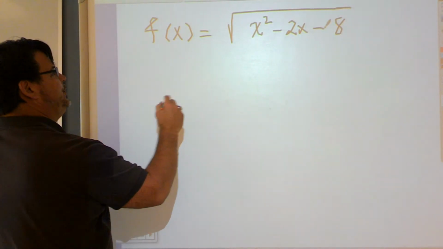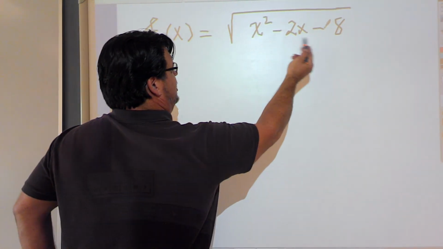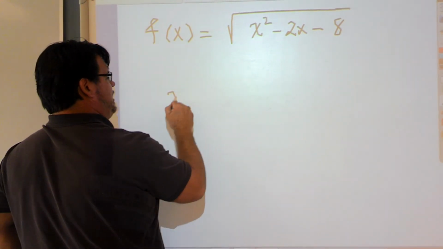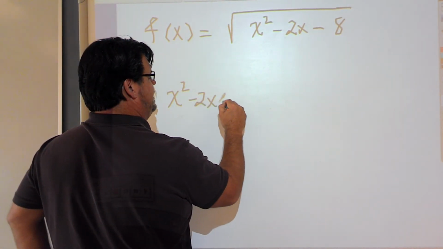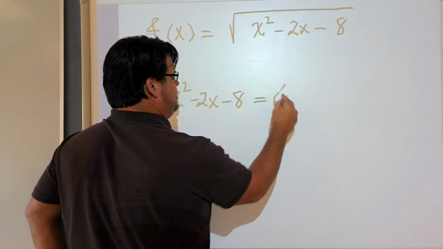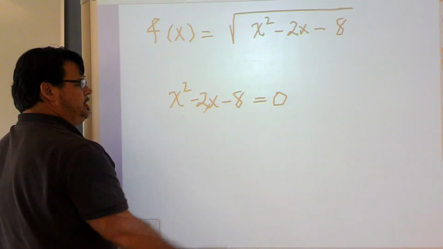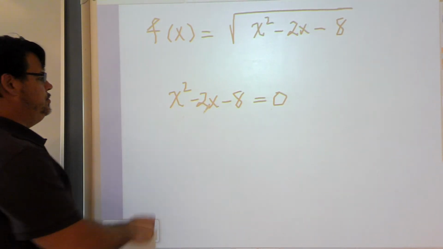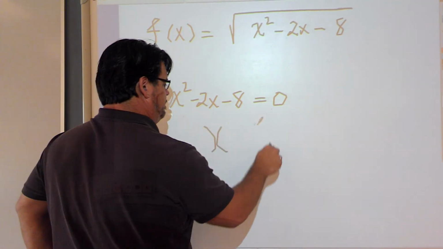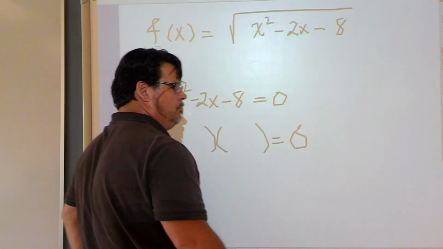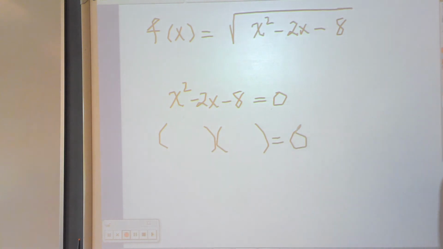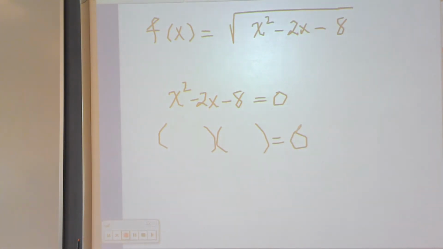All right, so this does us no good. X squared minus 2x minus 8 is equal to 0. This does no good. So we've got to factor it. X and X, use your reverse FOIL.